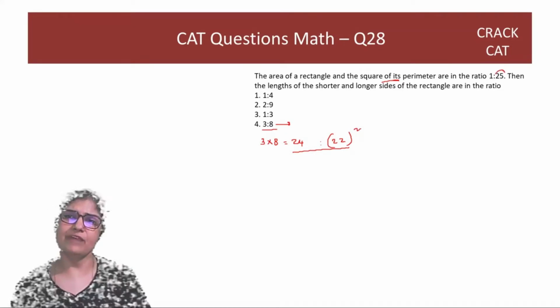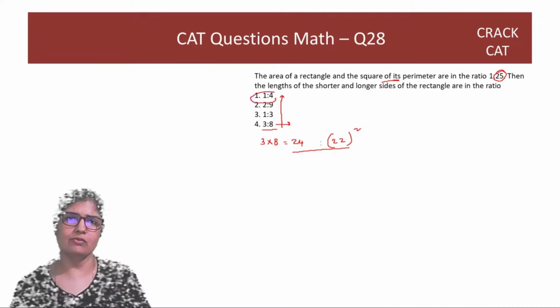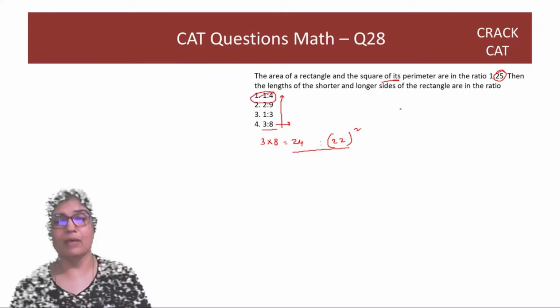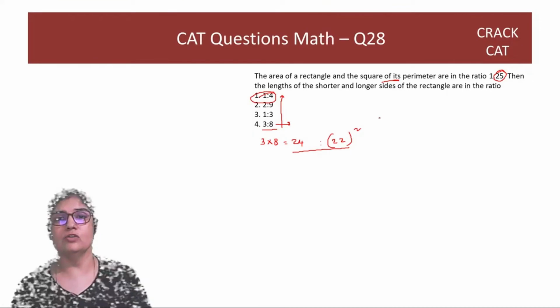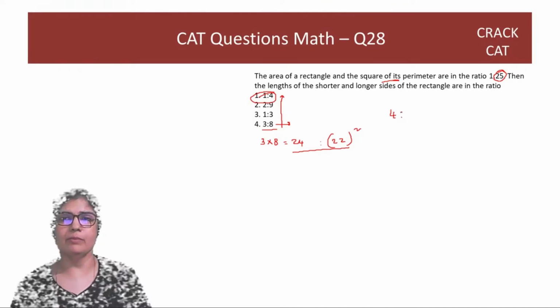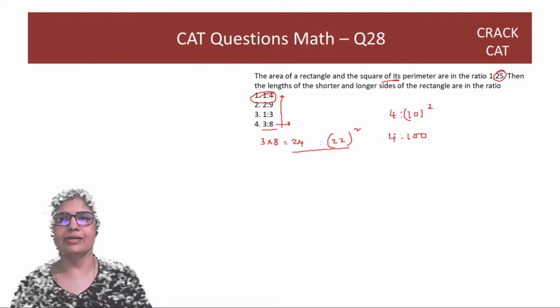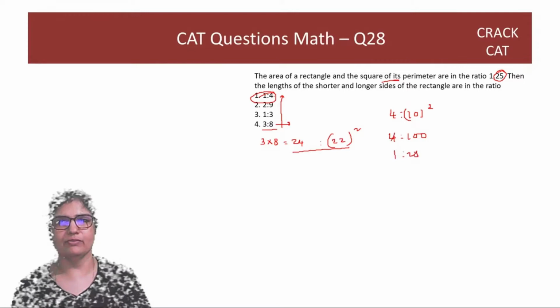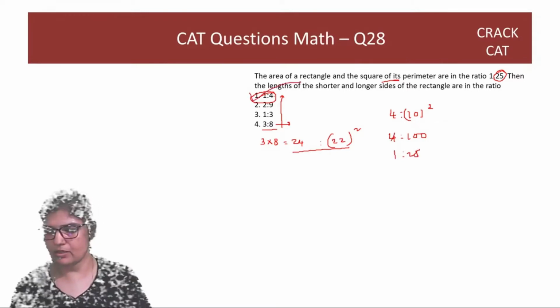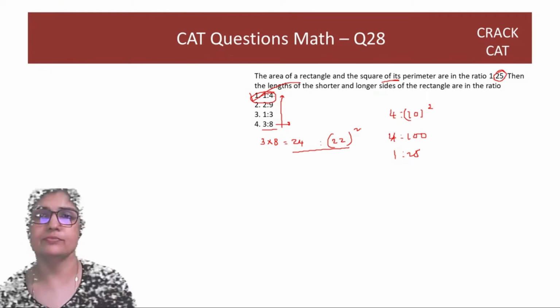See, I need a 5. So now if you check all these options, this will give you 5. 1 plus 4, the perimeter will have 1 plus 4. So for 1 is to 4, what will the area be? 4. What will its perimeter be? 5 into 2, 10. So you square 10, here you go. 4 is to 100. Get rid of the 4, 1 is to 25, right? So straight away the answer is the first option. Great, next question.